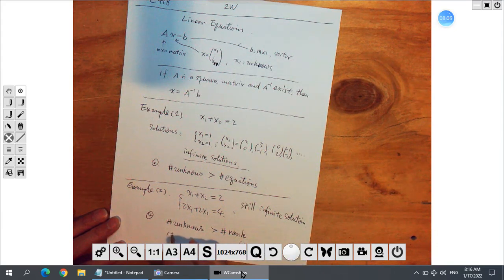The number of unknowns is 2, right? x1 and x2. So the number of unknowns is 2, and the rank is 1. That number is the rank. Rank is 1. So do I have 2 equations? But essentially it is just one equation. That is what we call the rank.